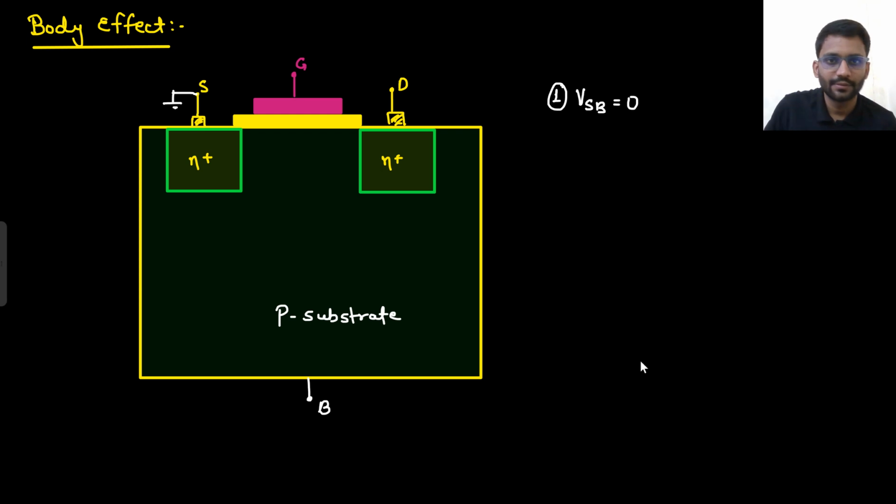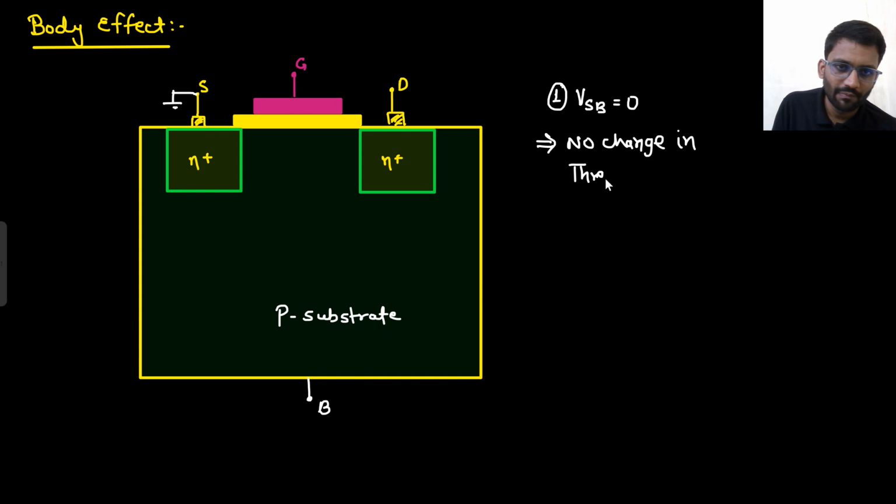So if I put some bias on body, whether it is positive or negative, it will change my VT voltage. It will change my threshold voltage. So let's check that. If my VSB is 0, what happens? There is no change in threshold voltage.